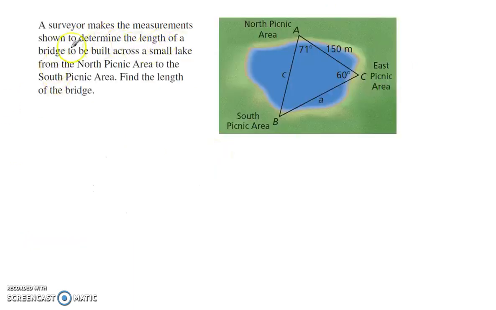Alright, a surveyor makes measurements shown to determine the length of a bridge built across a small lake from the North Picnic area, from right here, to the south picnic area. Find the length of the bridge. So this right here should be the length of the bridge.